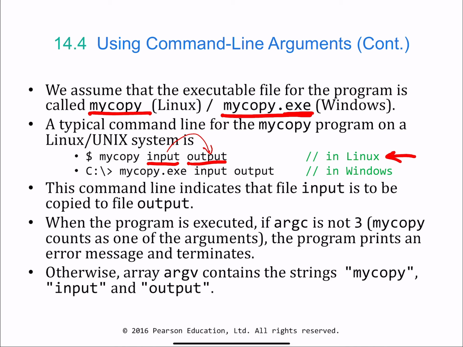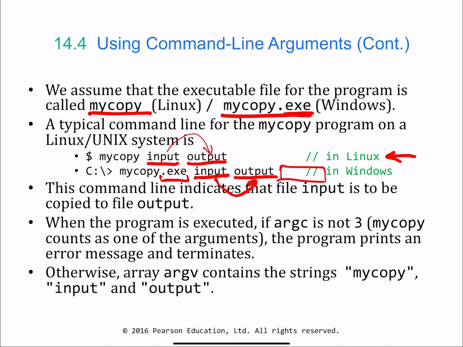In Windows, the syntax is slightly different. You may have to add .exe explicitly at the end of the file name, although that's not always necessary. And after that, it's similar. You have one argument, the name of the input file, the one that you want to copy, and the output file name, the name of the file into which you want to copy the contents of the input file. You could have other arguments after that, but in this program, that's really all that's necessary.